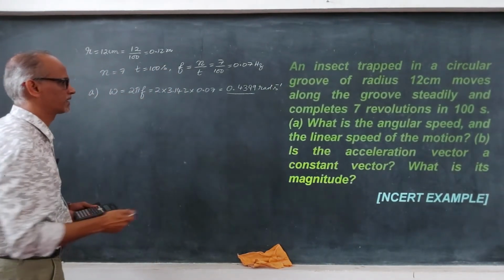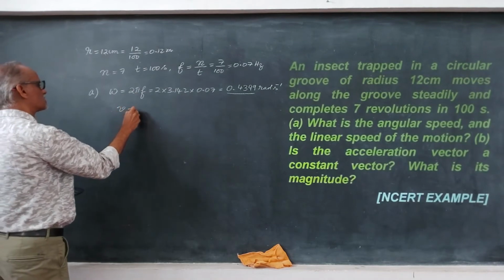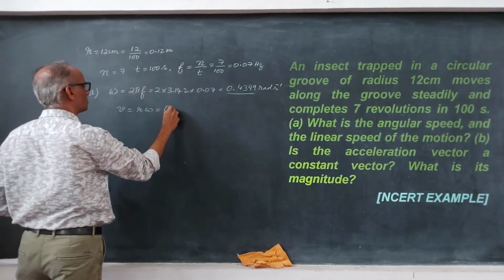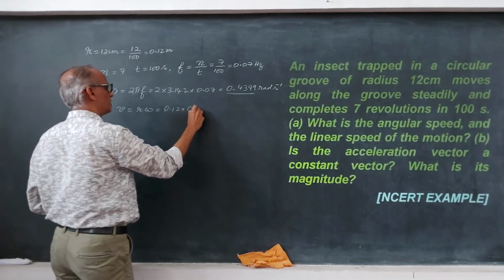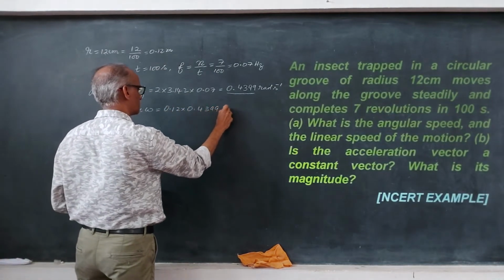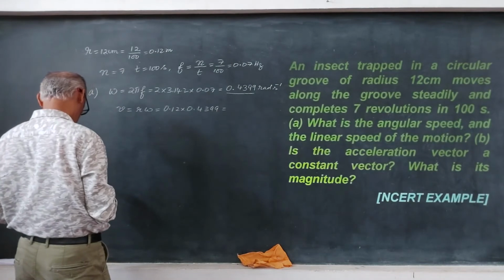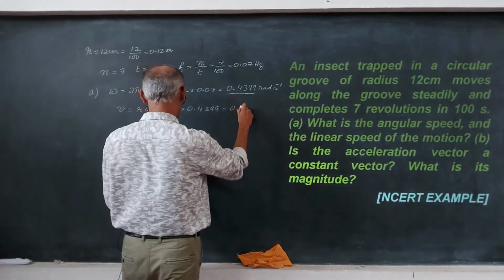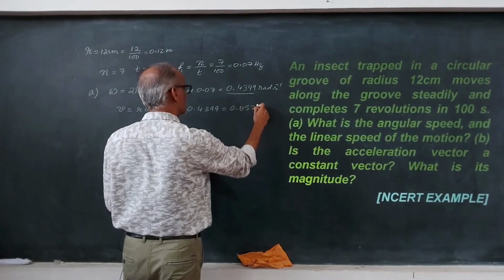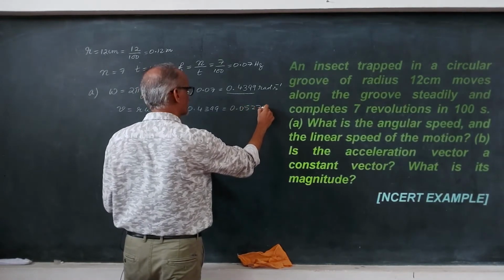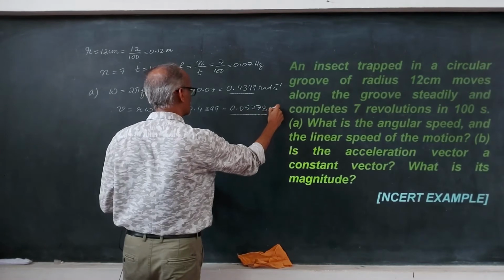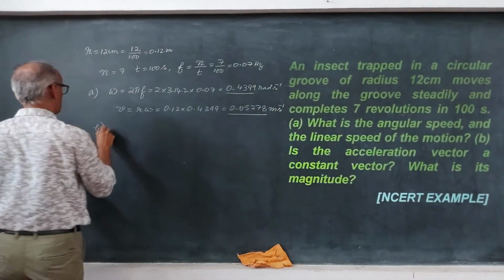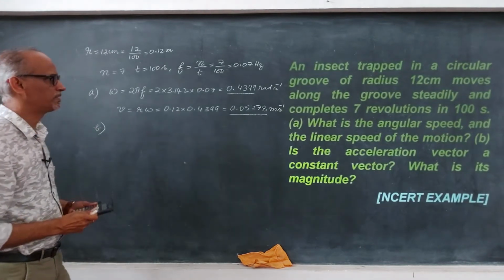Okay. And then we have to calculate the linear speed. v is equal to R omega. R is 0.12 into 0.4399. So, that will be 0.05278. So, that is the speed. So, that will be in meter per second. So, we have found the first option. Okay. What is option B now?